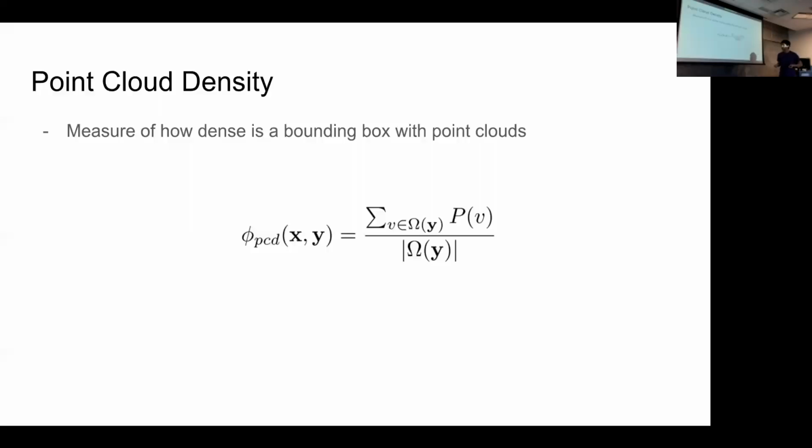Yeah, so let me just put some dots here. So Y is a 3D bounding box, and X is our voxel grid. Okay.